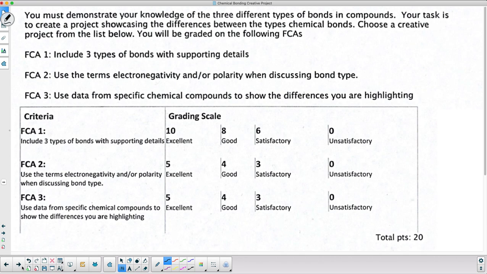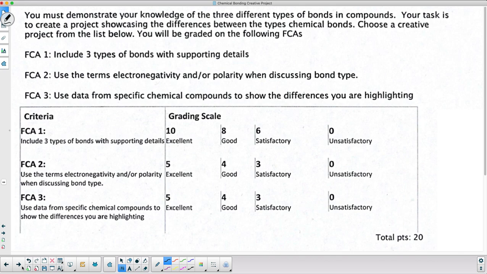Now this is where we get to how do I actually grade this? Well, this is a type 3, so we have 3 FCAs. The first one is include 3 types of bonds with supporting details. Supporting details, okay? That means a definition or an explanation as to what the 3 bonds are. Use the terms electronegativity and polarity when discussing bond type; you have to use some of the language that we've been talking about in class.